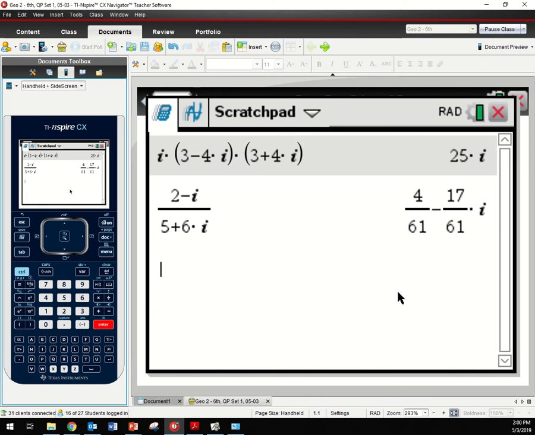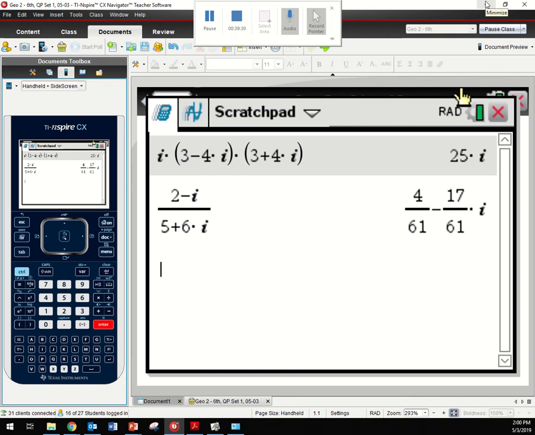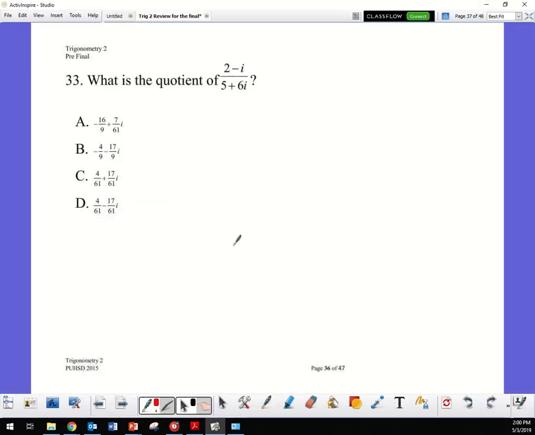Does it simplify my fractions for me too? Yes. That's perfect. The answer is D.